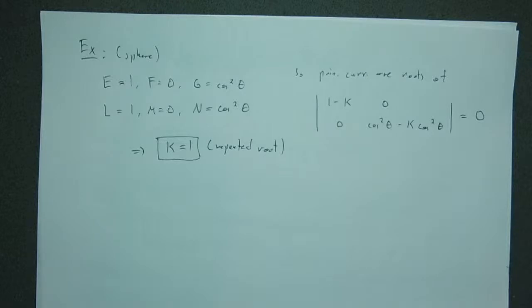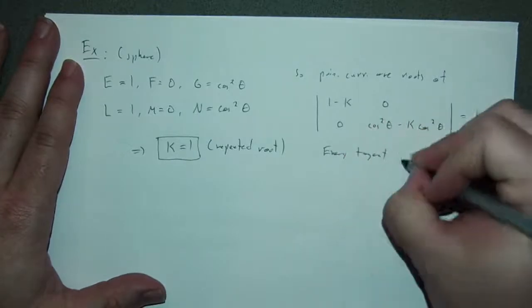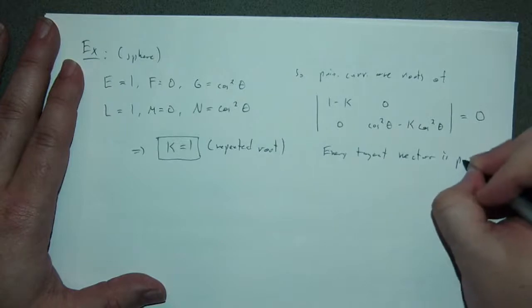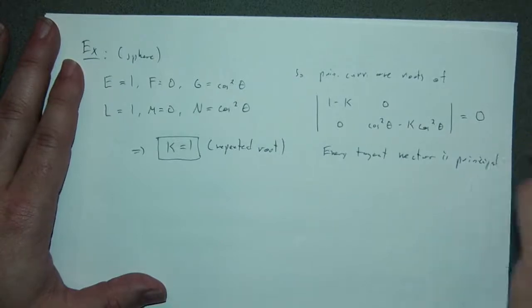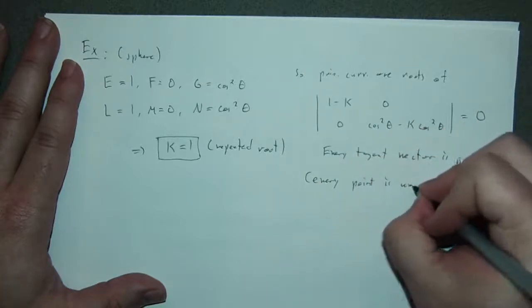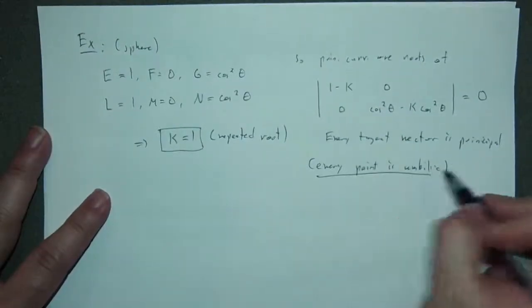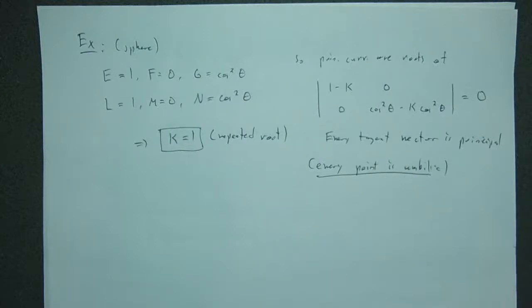And what does this tell me? This is a repeated root everywhere on the sphere. So every point of the sphere is an umbilic point, and every tangent vector is principal. That's a very special thing. As we'll see, it's an extremely special thing, and it's not going to come up too often.